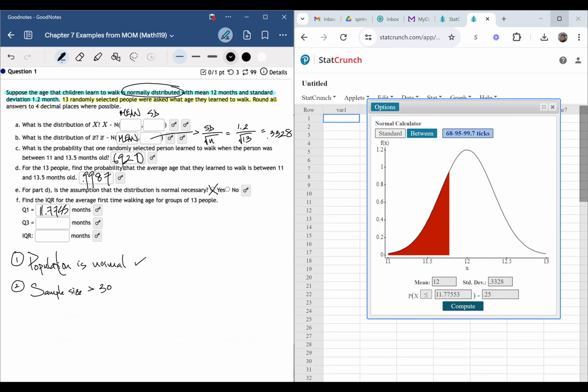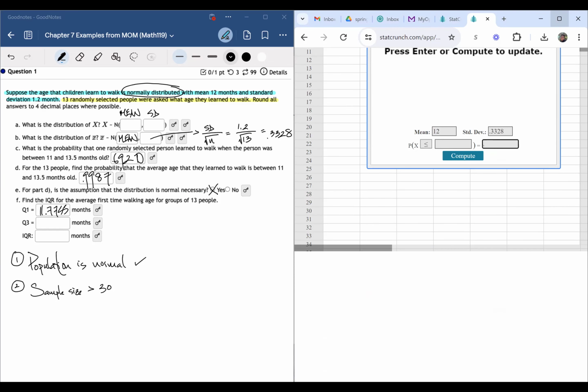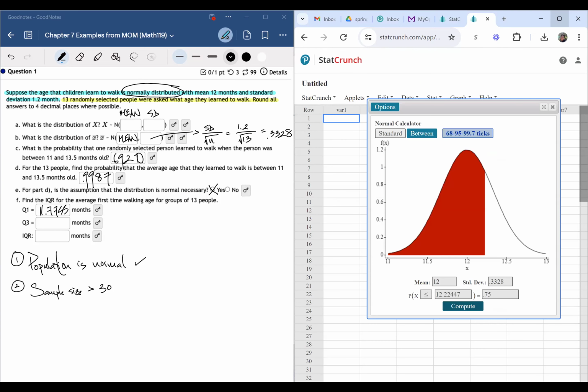Okay. All right, now to find quartile 3, we're going to do the same thing, except we want the 75th percentile, not the 25th. 0.75 rather, and that gets us a Q3 of 12.2245. And to find our interquartile range, remember that is just Q3 minus Q1. When I subtract those, I get a difference of 0.449.